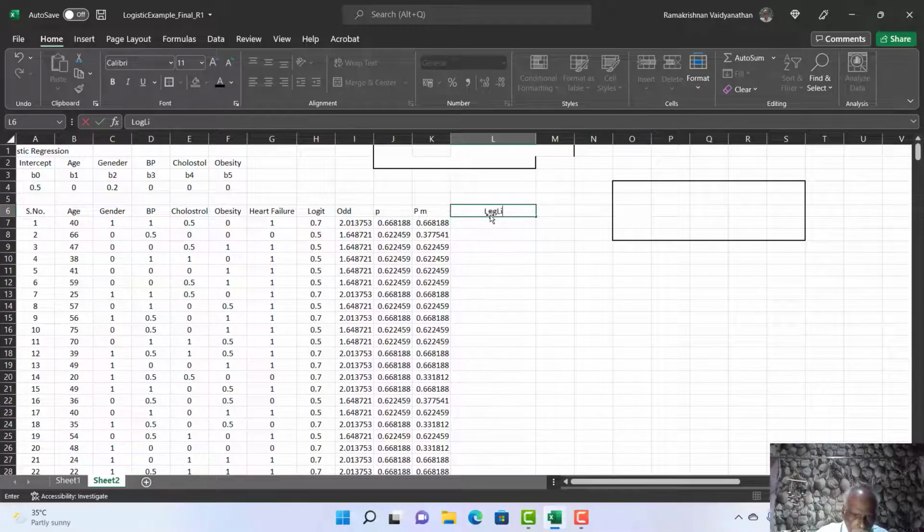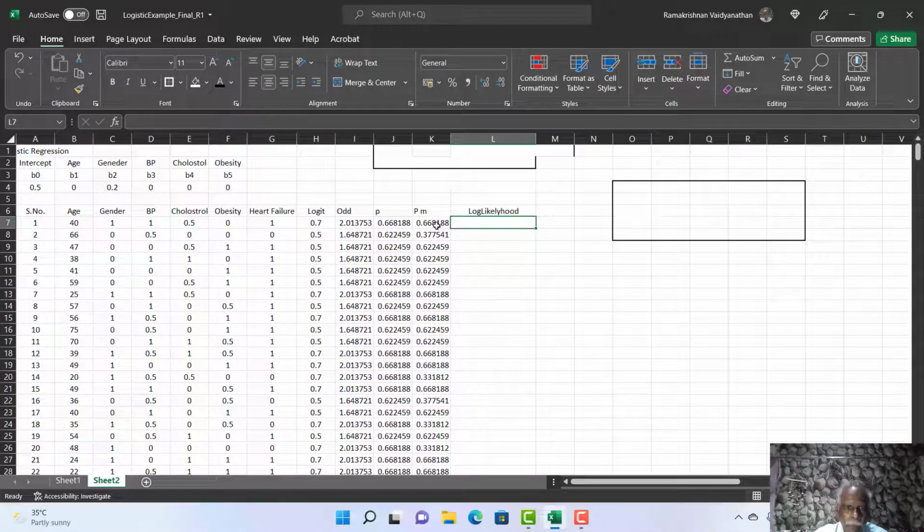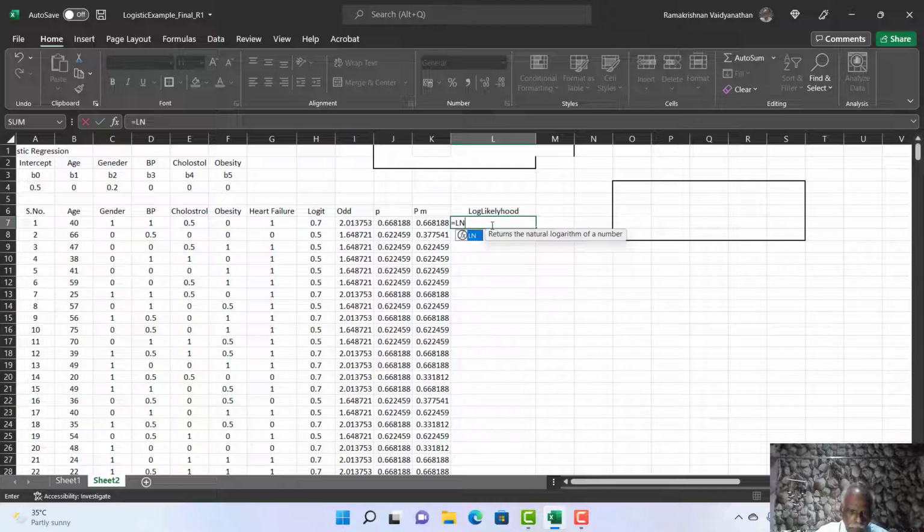Log likelihood. That means maximizing the product is equal to maximizing the summation of log of this product. Log of AB is equal to log A plus log B. Therefore log of PM we have to maximize. So I will find out here ln of this value.